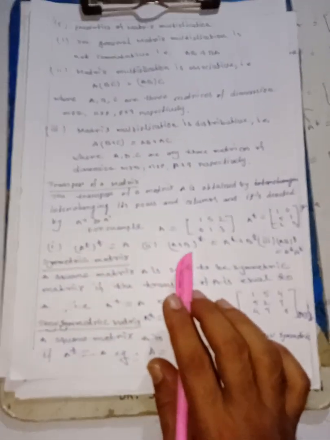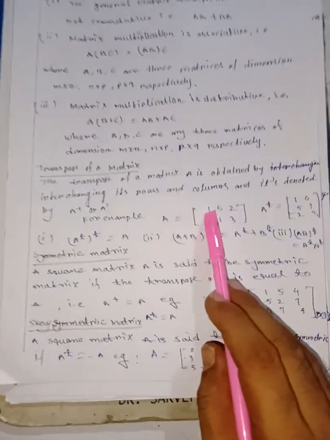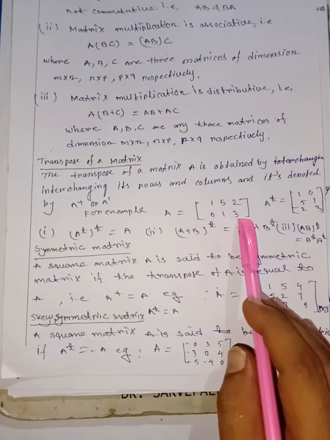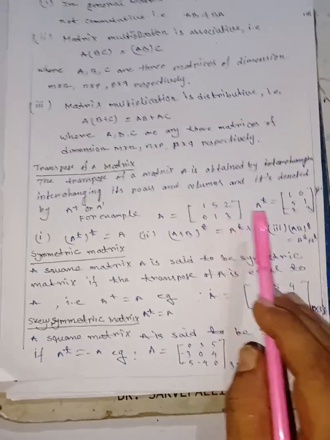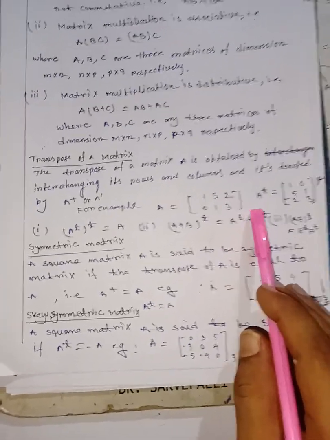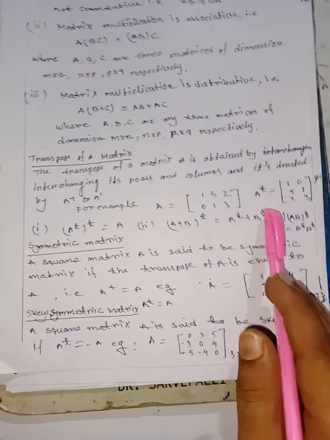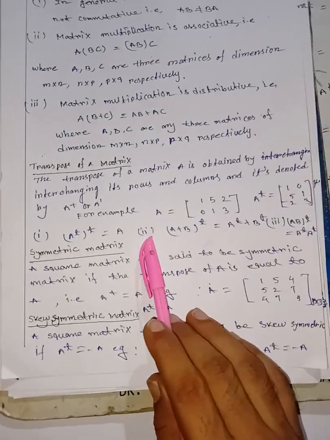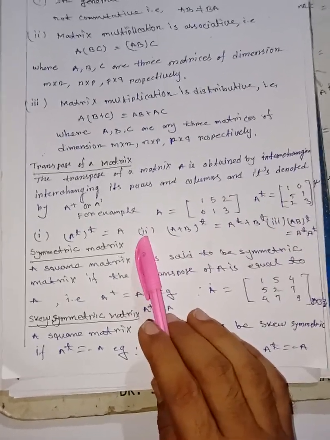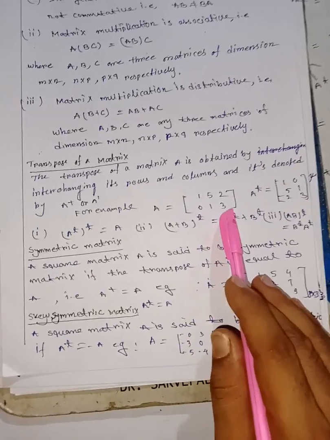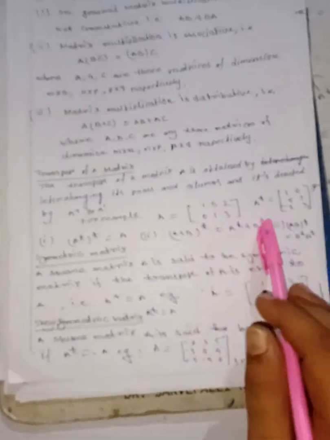For example, a matrix A is 1 5 2, 0 1 3, then A transpose is 1 0, 5 1, 2 3. Here we are interchanging its rows and columns.